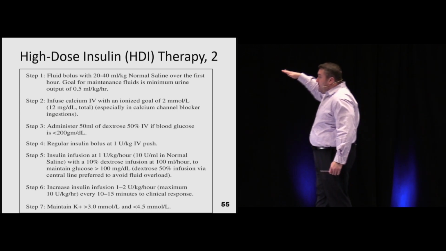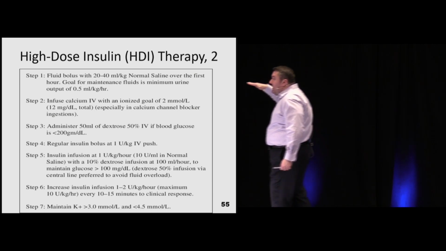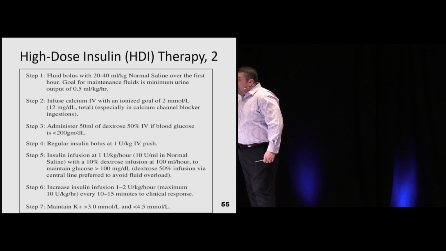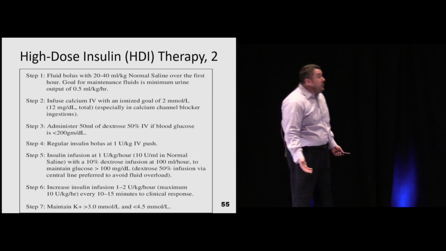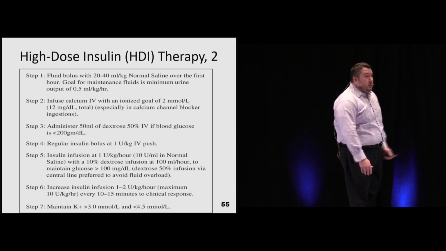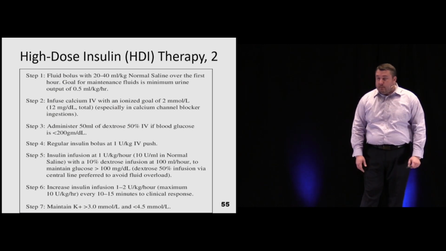So usually we're going to start with a fluid bolus, go ahead and give some IV calcium, address their glucose, probably going to need some dextrose, start an insulin infusion, and then titrate to effect. And sometimes they may be on a couple of 100 units per hour. So lots of frequent glucose checks.